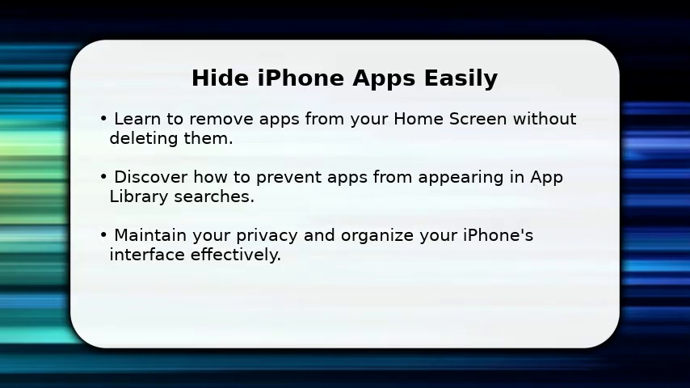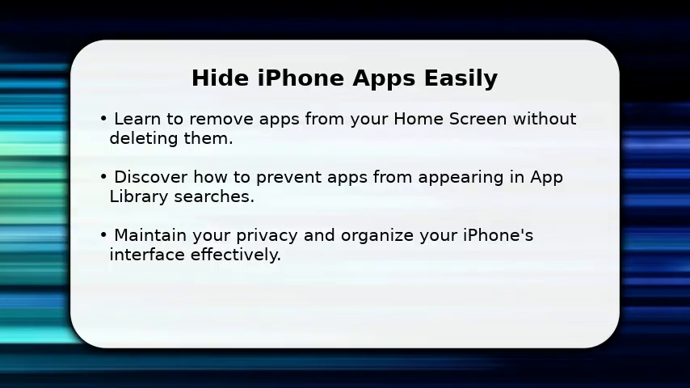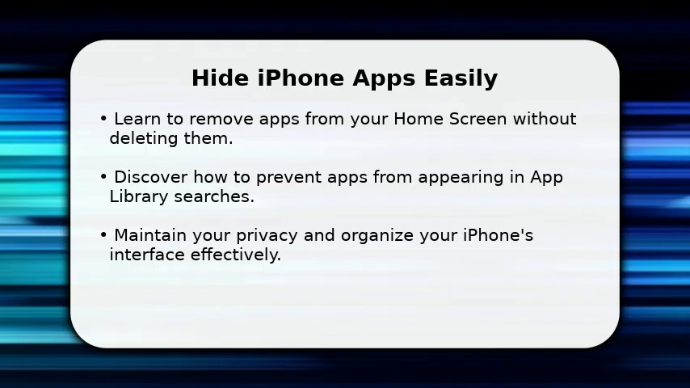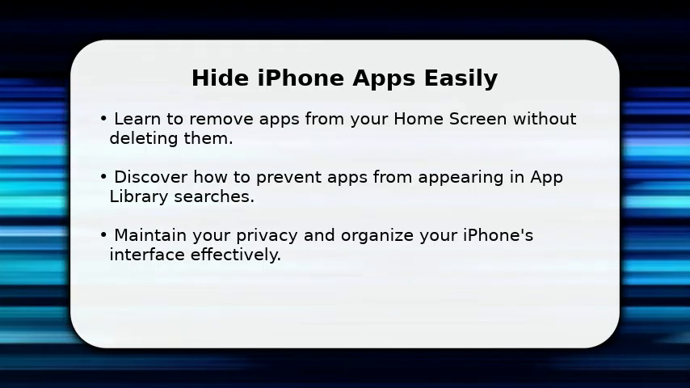In this video, I will show how to hide apps on iPhone. First, locate the app you wish to hide on your home screen. Press and hold the app icon until a menu appears. Select Remove App from the options. Then, choose Remove from Home Screen to keep the app in your app library, but off your main pages. This simple step helps declutter your device and keep certain apps out of immediate view.